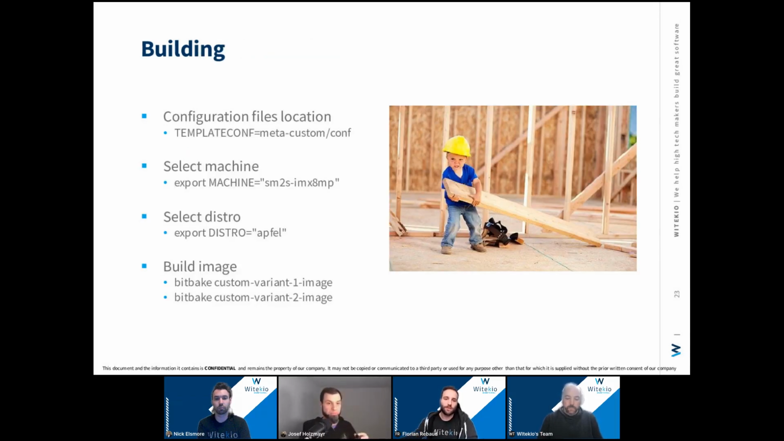So how do you build now? First of all, you tell your Yocto that you're going to use the configuration in your conf folder of the meta custom. Then you can select your machine either by leaving the one that's in the default values that we set earlier, or you can export a variable in bash and override the distro and the machine value. And then you build your image, so bitbake, and then the name of the image. So prod image, dev image, custom variant 1, custom variant 2, whatever.